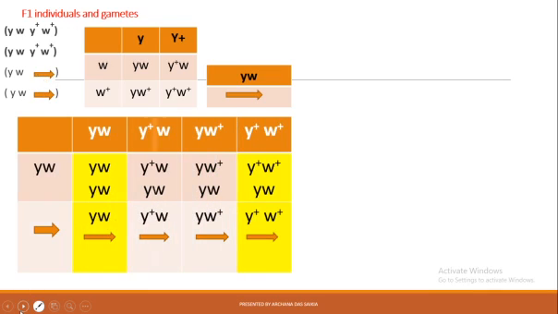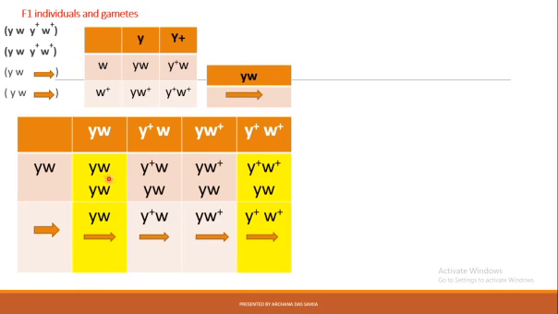Now we see the offspring. Here we write all the gametes of the female individual. These are the gametes of the male individual. We are carrying out the F2 cross. Please remember that. So we get 8 possible offspring.